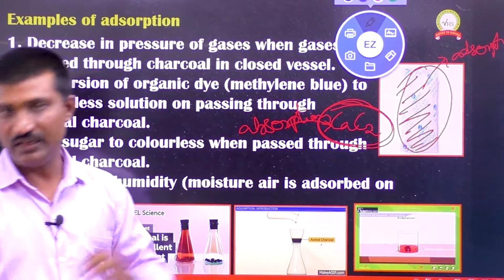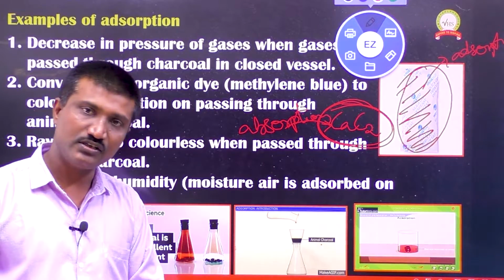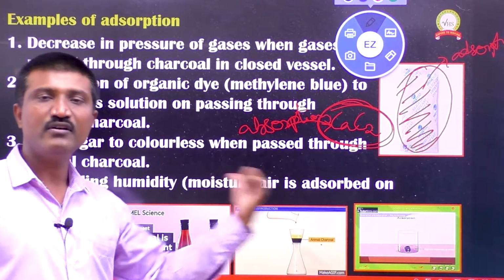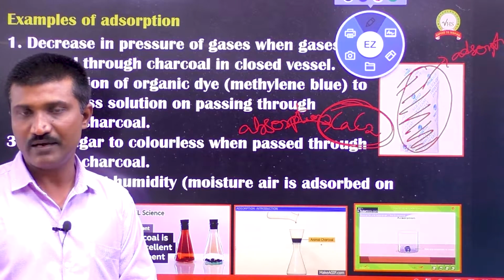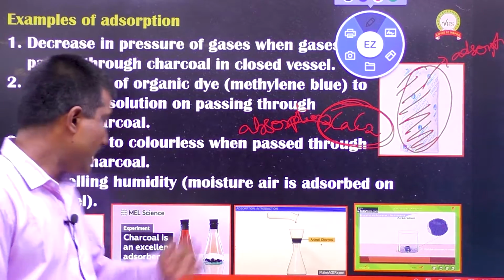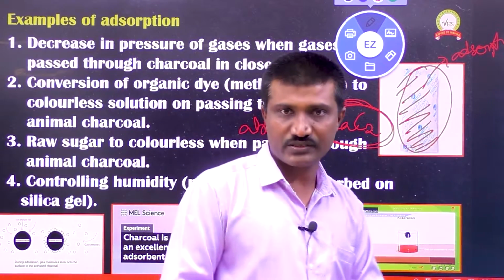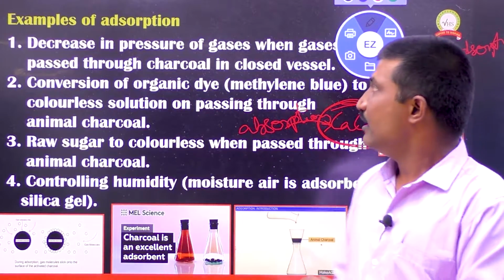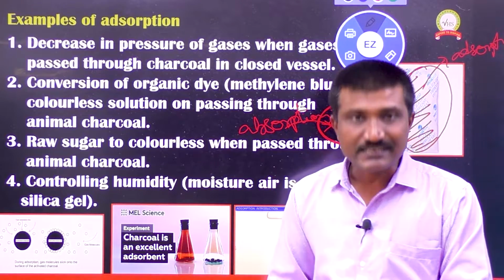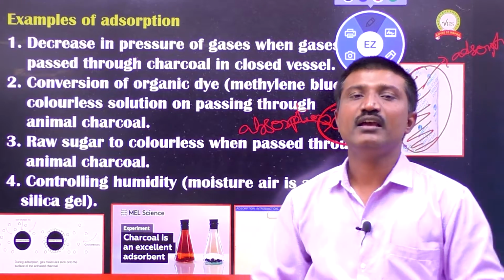That is conversion of the colored solution to the colorless solution, and conversion of raw sugar to pure sugar by passing it onto animal charcoal, and by controlling the humidity present in the environment, and decreasing the pressure present in our environment.